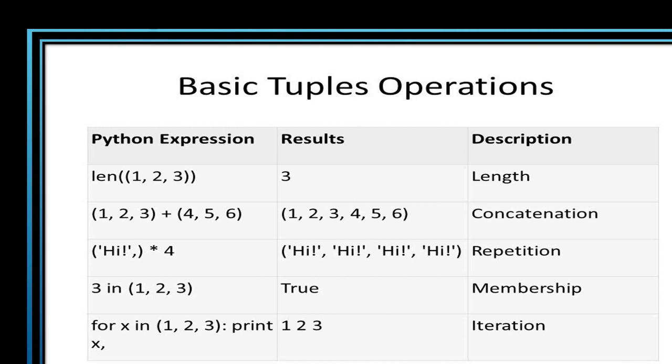3 in (1, 2, 3). So the in operator is a membership operator used to check whether that is there or not. So 3 is present in the given tuple, so you get the answer True. For x in (1, 2, 3), x will take the values 1, 2 and 3. Then in the next line with indentation, give the statement print x. So in the output you will get 1, 2 and 3. So this is an iteration statement.